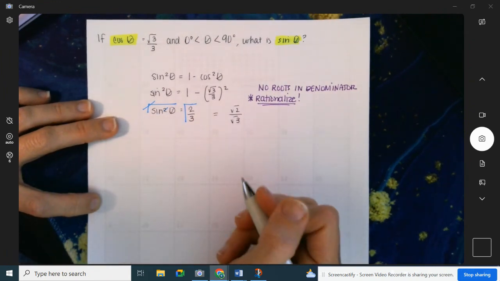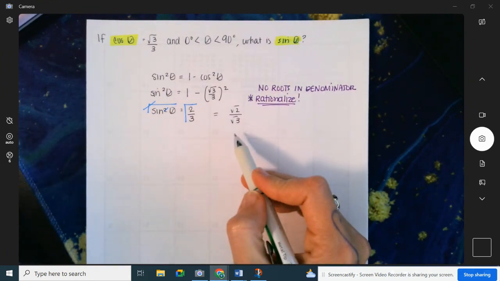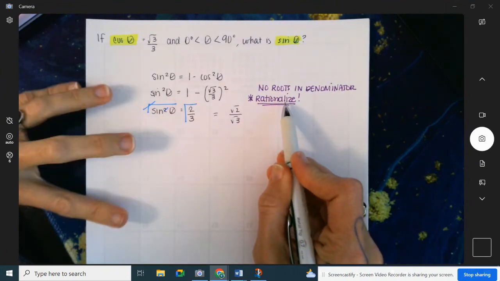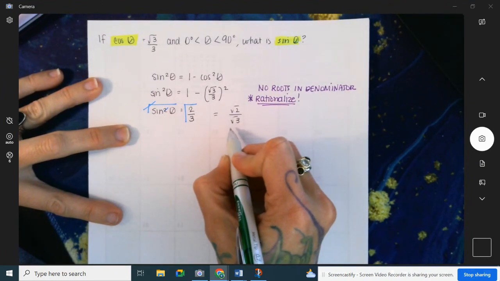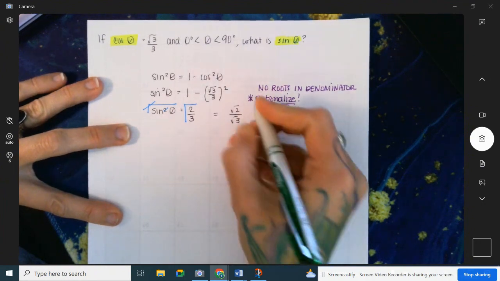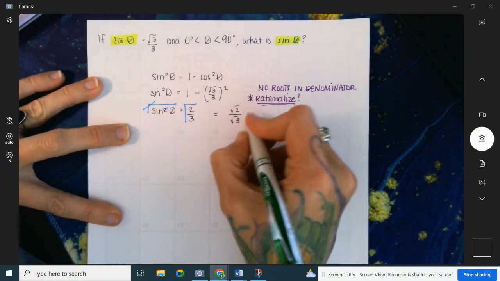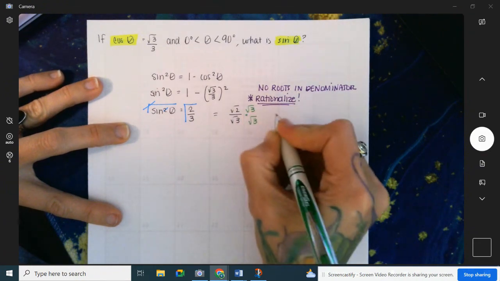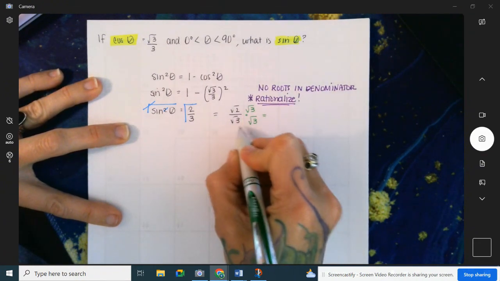Sine squared, so we're going to square root both. Now, I stopped writing prior to us talking here because this is where I talked about how you have to rationalize the denominator. You can't have a square root in the denominator. So we're going to multiply by the square root of 3 and multiply by the square root of 3. Square root of 3 times the square root of 3.